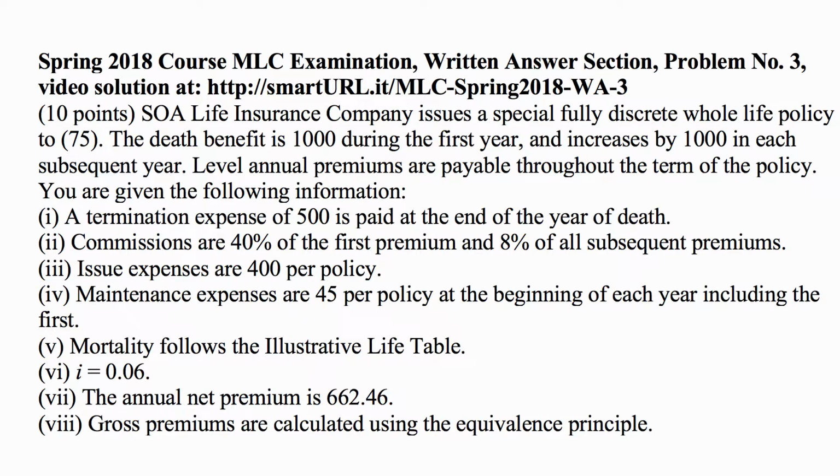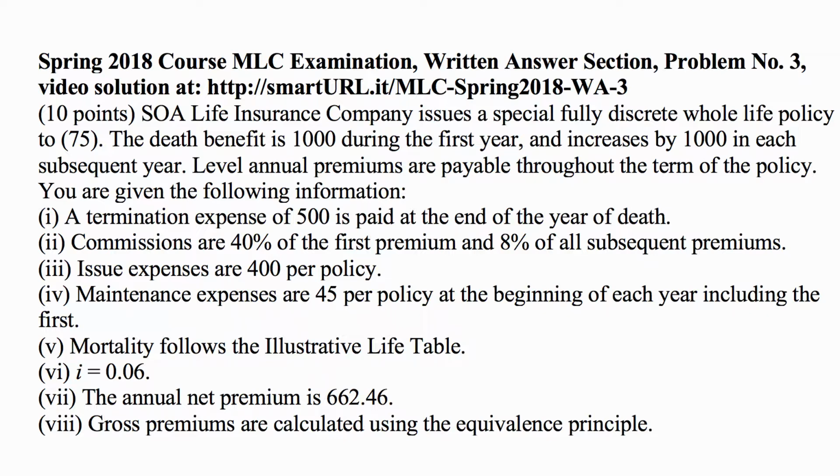Here's a problem for today for exam LTAM for July 11, 2018. It's problem number 3 from the written answer section of Spring 2018 exam MLC. SOA Life Insurance Company issues a special fully discrete whole life policy to a 75-year-old. The death benefit is $1,000 during the first year and increases by $1,000 in each subsequent year. Level annual premiums are payable throughout the term of the policy.